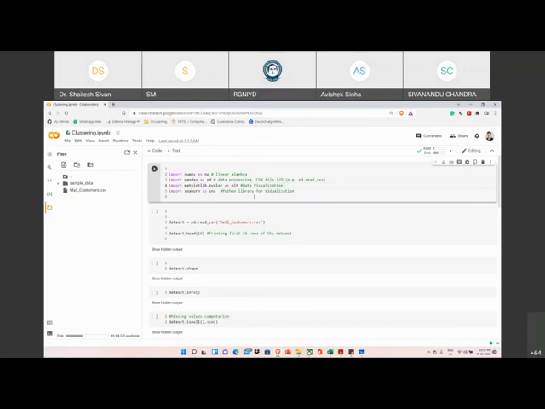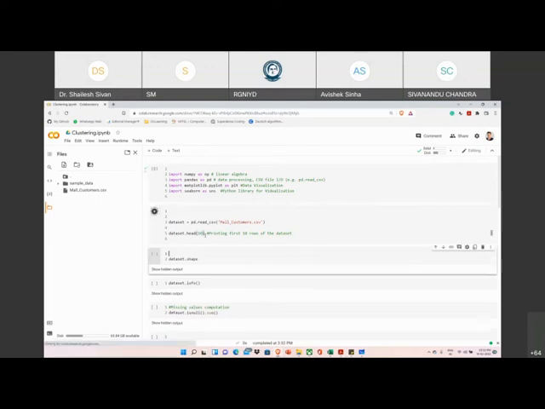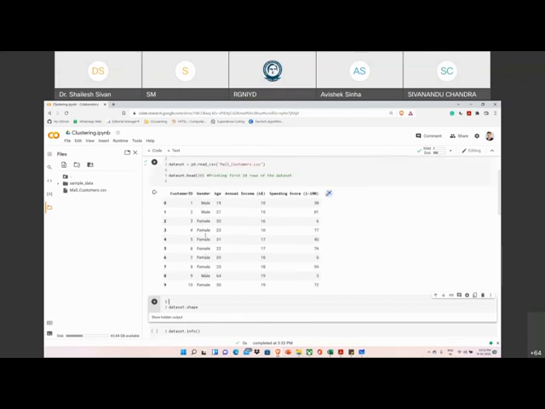Okay. So here we have data called mall customers. According to the data given in mall customers dot CSV, we have to cluster them into several groups. Okay. So for that, first we are importing the data. Then we have to load the data and see this.